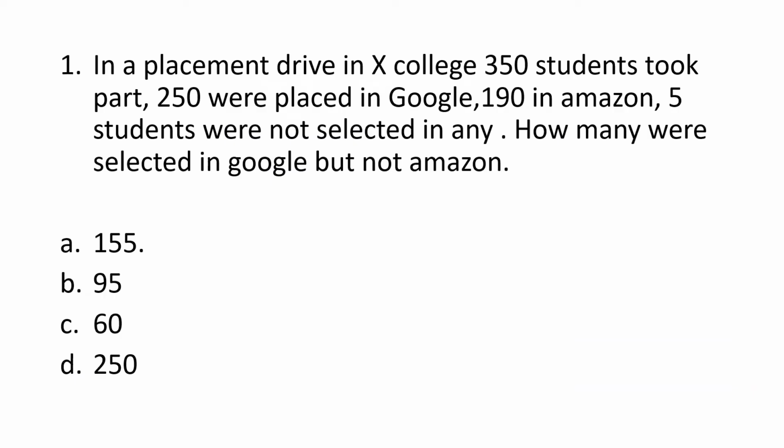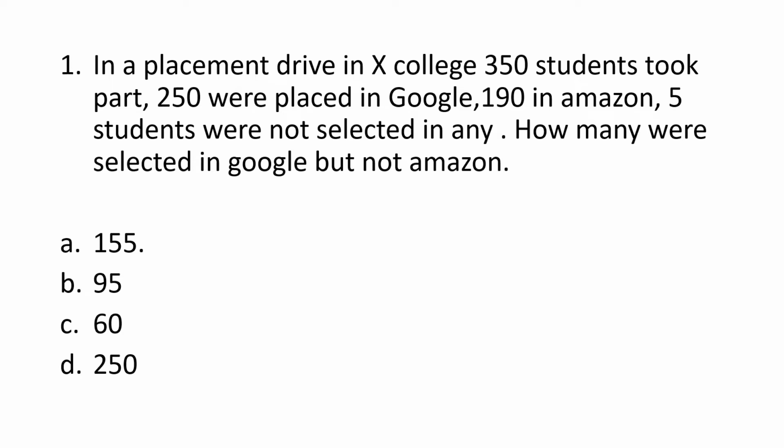And the very first question is here, and I'll be telling you the approach to solve the question, and also I'll be revealing the solution for you guys. If you look into the question, in a placement drive in X college, 350 students took part, 250 were placed in Google, 190 in Amazon, and 5 students were not selected in any. How many were selected in Google but not Amazon?